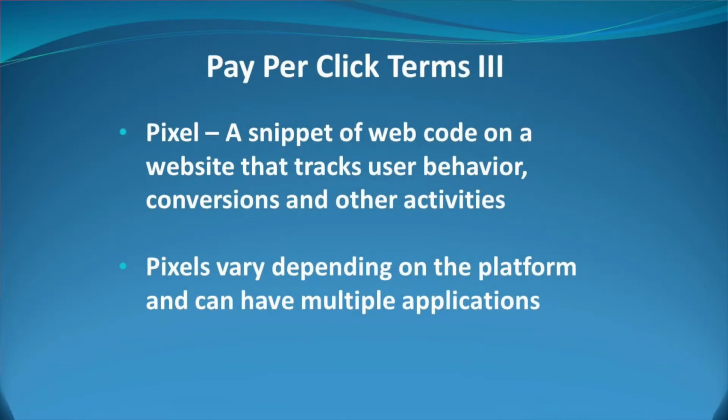A pixel is simply a snippet of web code on a website that tracks users' behavior, conversions, and other activities. Pixels can vary depending on the platform, and you can have multiple applications. Again, in Facebook 101, I go into the different forms of pixels that Facebook has, and each one has a different specific action that you need to take in order for it to fire.